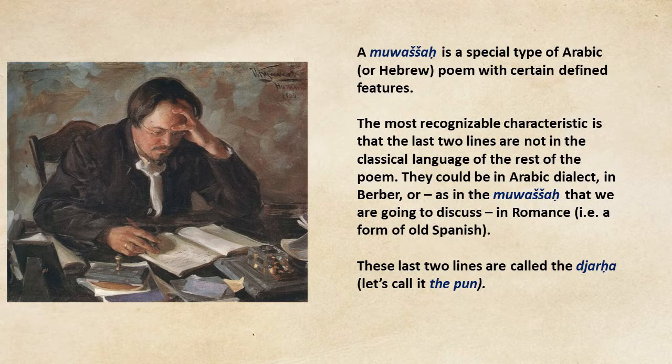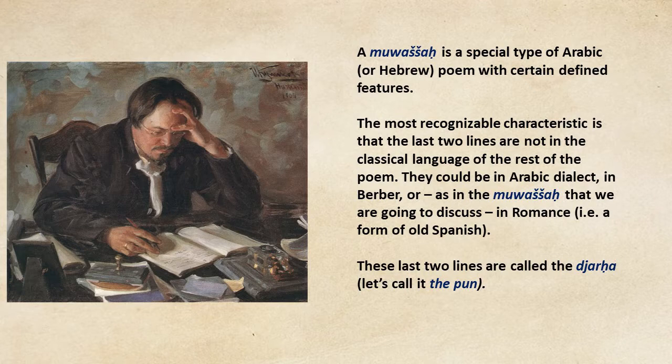A Muwaššaḥ is a special type of Arabic poem, but as Jews also started adopting styles of Arabic poetry, it also became a style of Hebrew poetry. And a Muwaššaḥ has certain defined features. Okay, the most recognizable characteristic, because we don't want to get too technical, the most recognizable aspect is that the last two lines of this poem are not in the classical language of the rest of the poem.